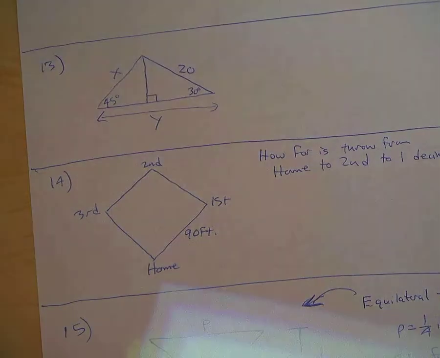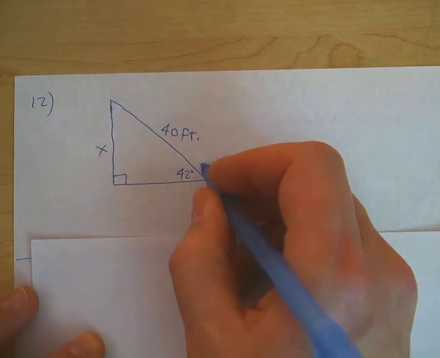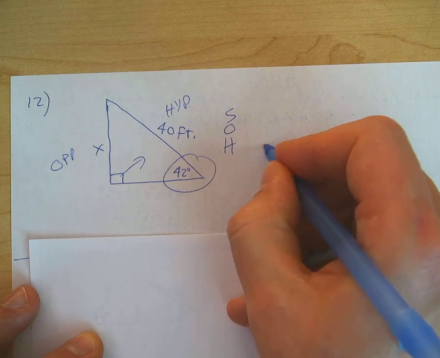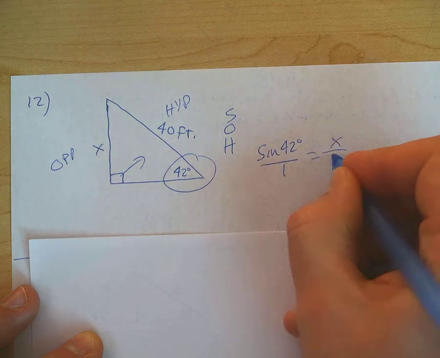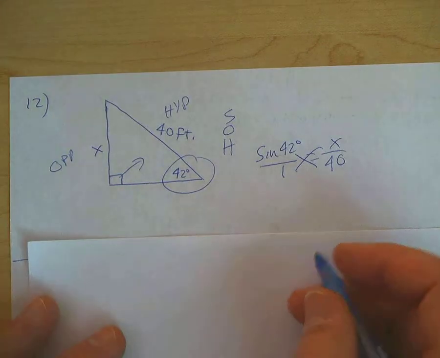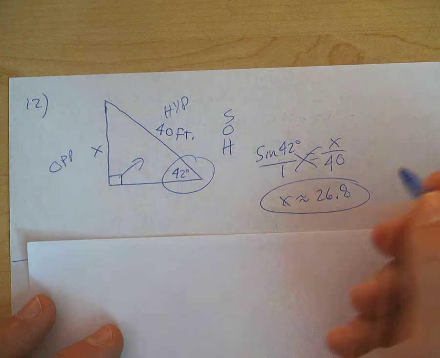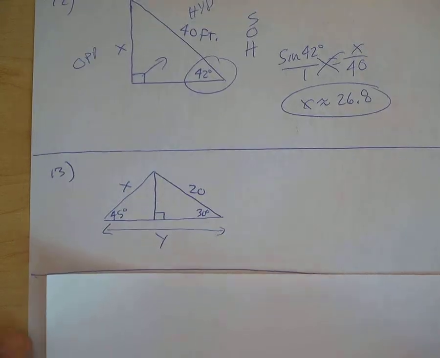All right, going on. We have another trig problem here. A lot of trig problems here. So we have opposite, hypotenuse. That's another sine, so I take sine of 42 over 1 equals x over 40. Cross multiply, I take 40 times the sine of 42. That's going to give me about 26.8. Got that so far? Okay, going on.